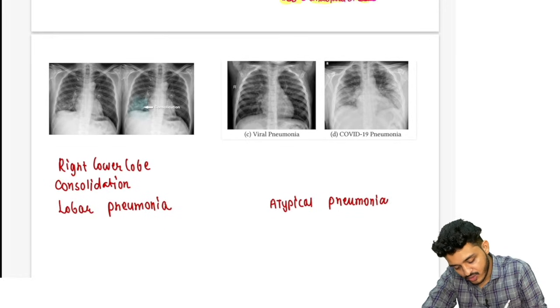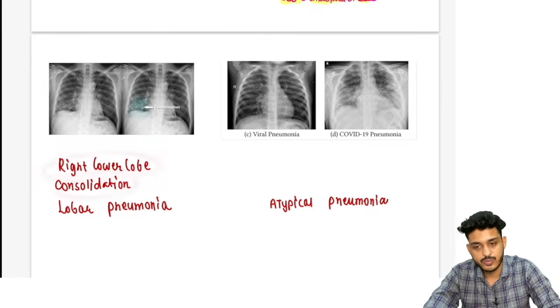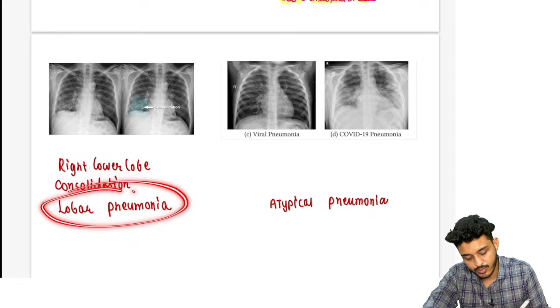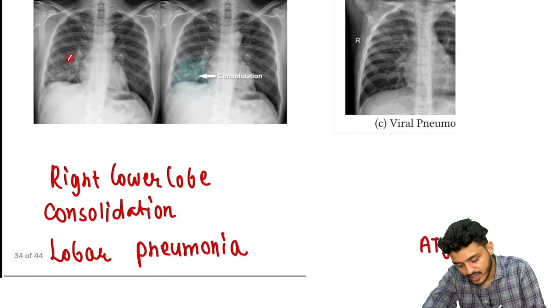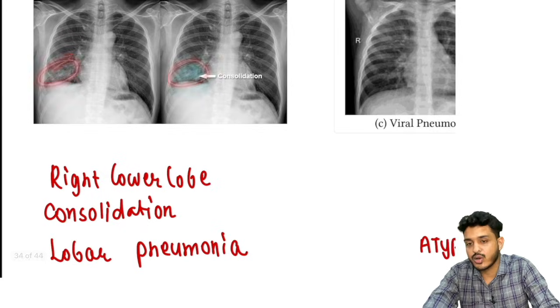Okay, you can have consolidation of the right lower lobe over here. This is going to be right lower lobe consolidation. This is seen with lobar pneumonia, beta. Lobar pneumonia is going to involve a single lobe. A single lobe involvement will be there.